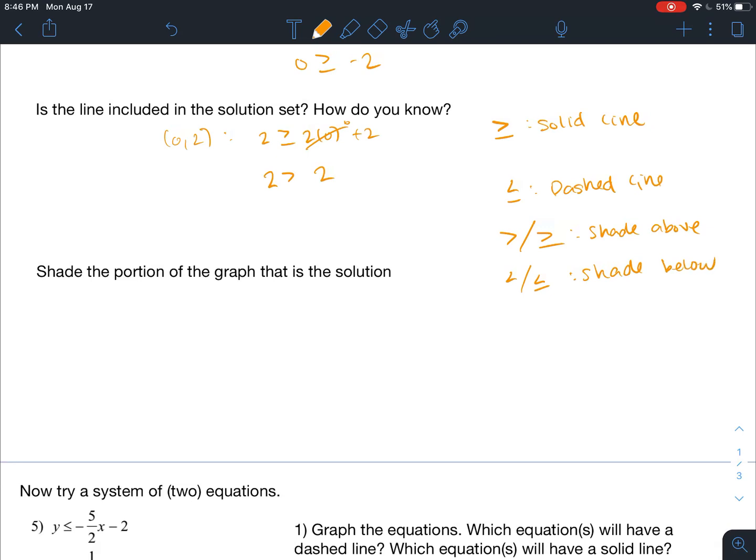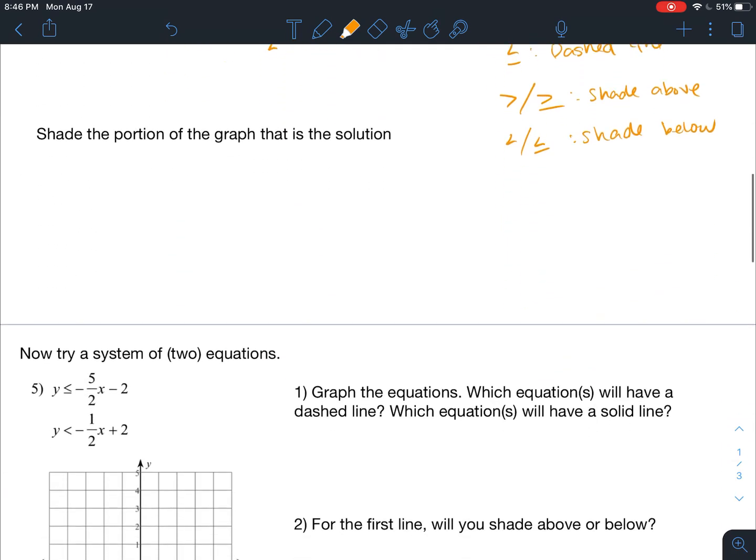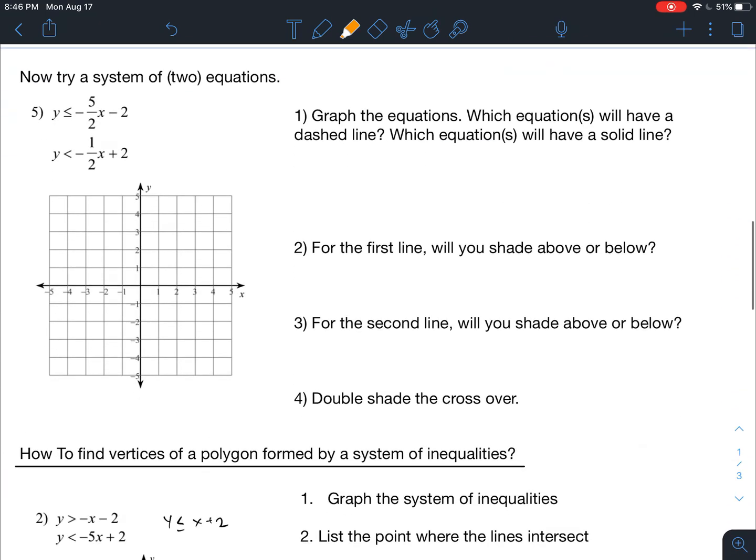So for the last step in this portion, shade the portion of the graph that is the solution. So in this case, we will shade above. Alright, so pretty straightforward, pretty easy. Now let's go ahead and try a system with two inequalities and see what that looks like.